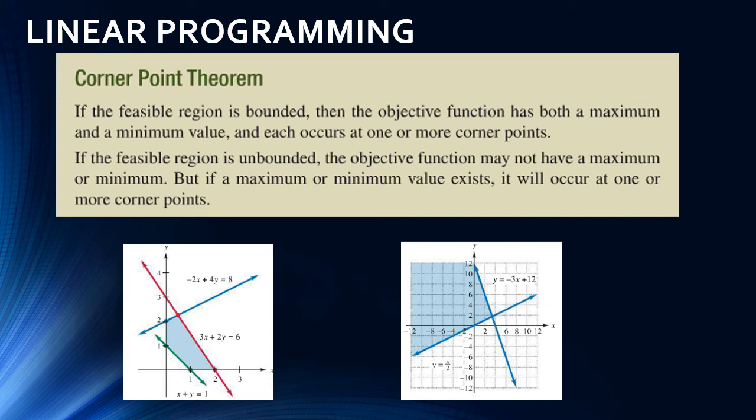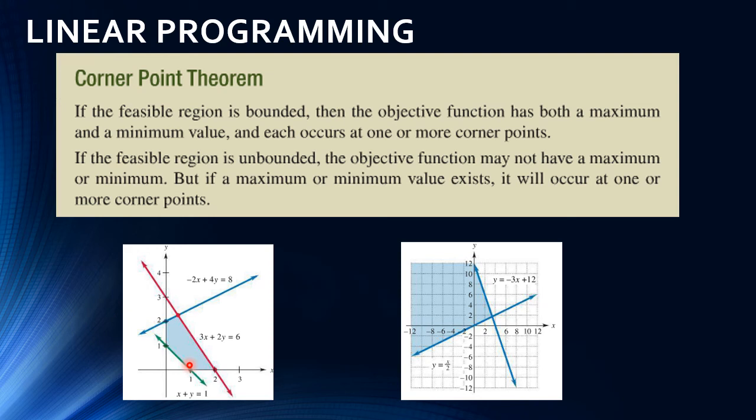If a feasible region is bounded, then the objective function has both a maximum and a minimum value, and each occurs at one or more corner points. And we saw that before here. We saw the maximum value, which was here at this odd point, (1/2, 2 1/4). And then I think we had a minimum value, which was either at (2, 0) or (1, 0). I think it was at (1, 0), which was here.